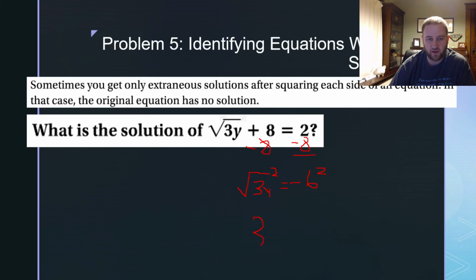We'll square it. We get 3y equals negative 6 squared, which is 36. Divide by 3, you get y equals 12. If we plug this back in, 3 times 12 is 36. Radical 36 is 6. And then 6 plus 8 is 14. 14 does not equal 2, so as we thought, we get no solution. Okay? No solution.